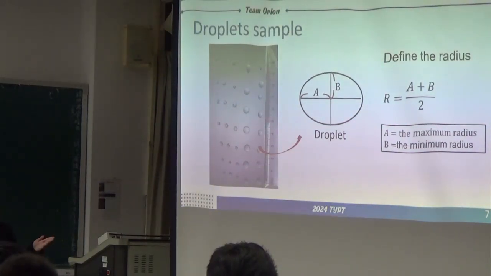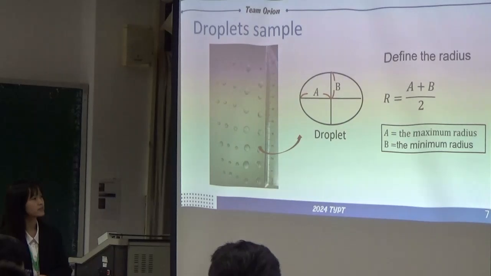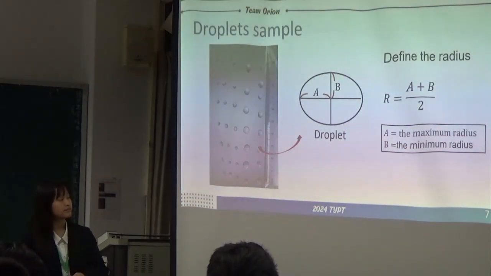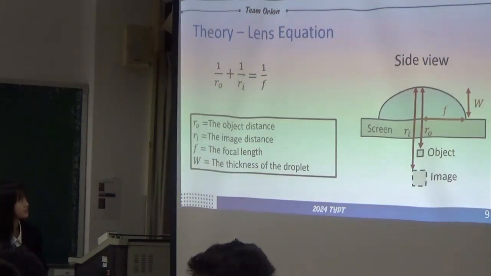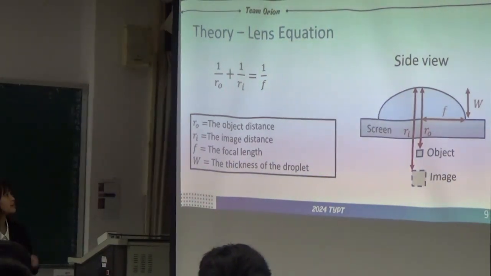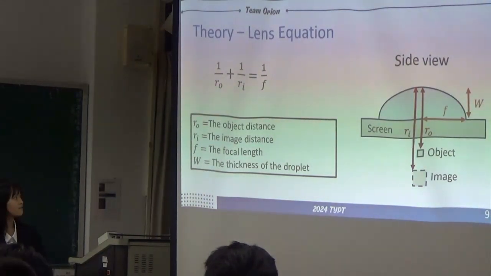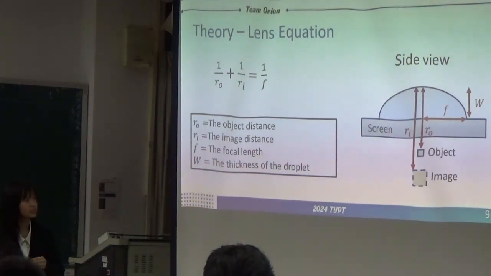So this is the droplet sample. Here, I want to define the radius of the droplet. That is the maximum radius plus the minimum radius divided by 2. Then is the theory. First is the lens equation. Here we define R_O as the object distance, R_I as the image distance, and F as the focal length, and W is the thickness of the droplet.